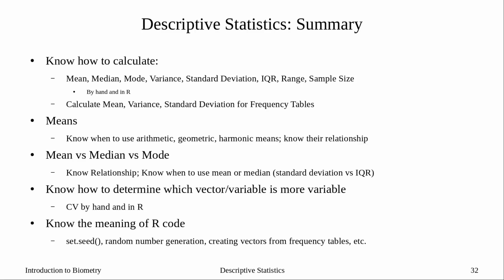So this wraps up the descriptive statistics. Where we will move to next is probability. And the probability will give us the background information needed to start generating p-values, which are probabilities.